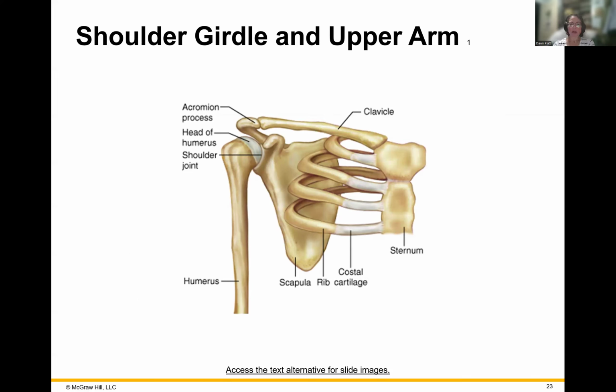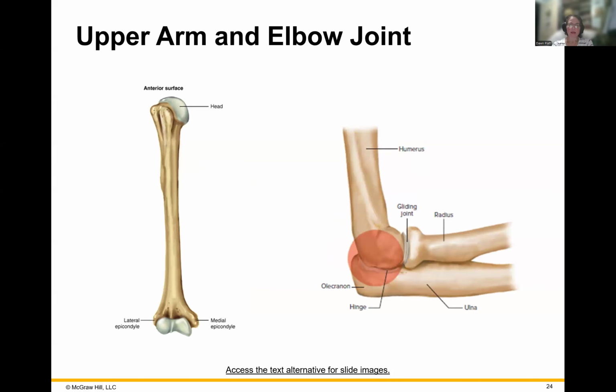Here's a picture of your upper arm or shoulder girdle. This is on page 473 in your book, so you can see the different bones that make up the shoulder and the upper part of your arm. And then this here shows you your elbow joint, and your ulna and your radius.